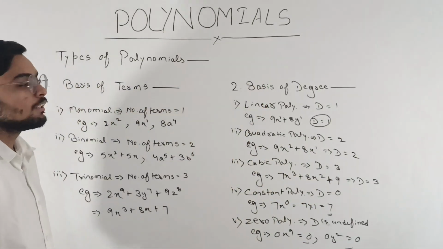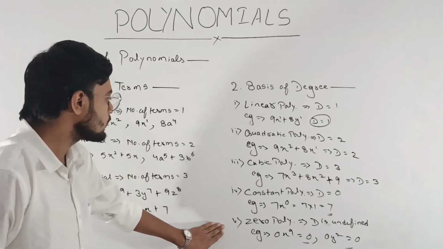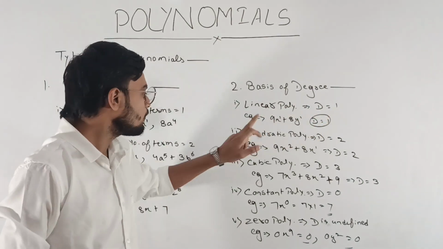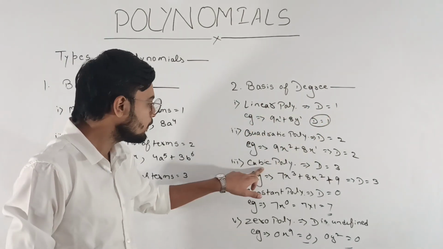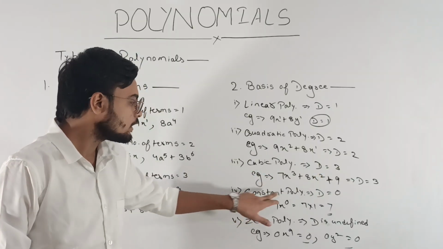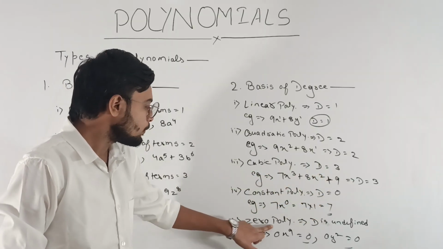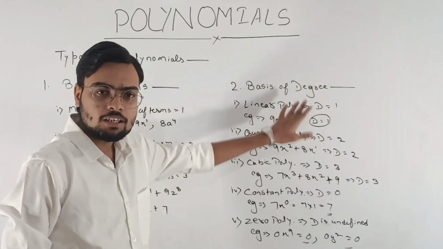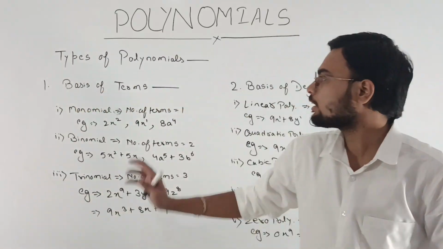Understood? On the basis of degree, there are a total of 5 polynomials. First is linear, when the degree is 1. Second is quadratic, when the degree is 2. Third is cubic, when the degree is 3. Fourth is constant, when the degree is 0. Fifth is the zero polynomial, when the degree is undefined. Okay, understood? I hope you all understood these types of polynomial.